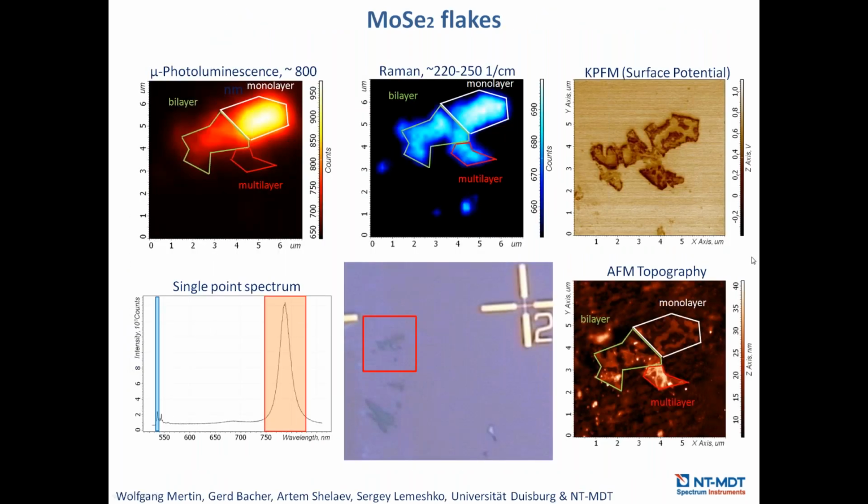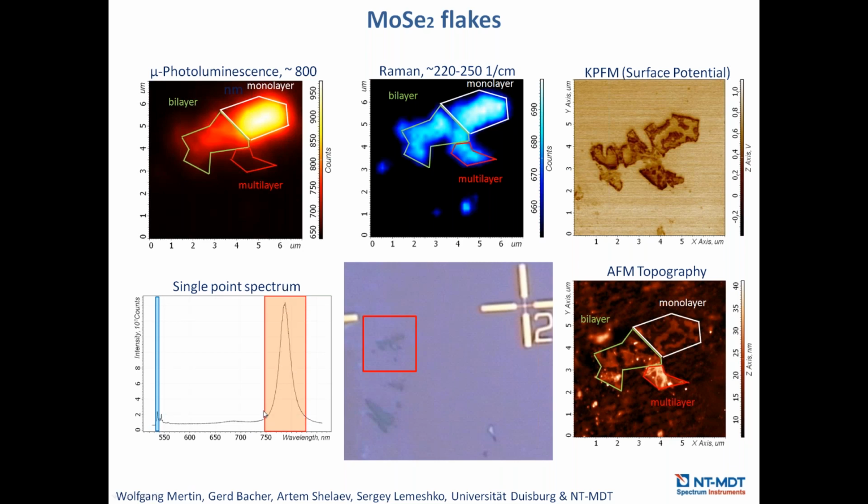Now I'm going to show some examples of confocal Raman mapping and atomic force microscopy. And the first one is molybdenum diselenide flakes: monolayer flake, bilayer, and multilayer flakes on the silicon wafer. So here we can see a simultaneously acquired Raman spectrum, which is on the left part of the spectrum, and photoluminescence excited by blue excitation laser.